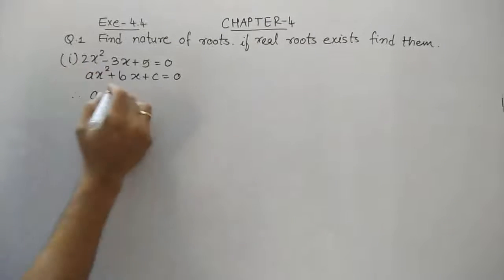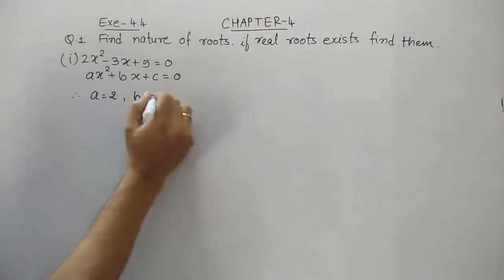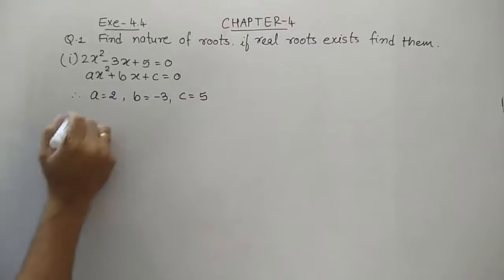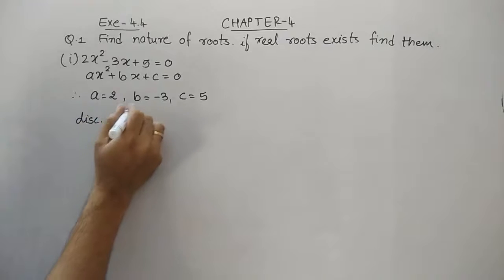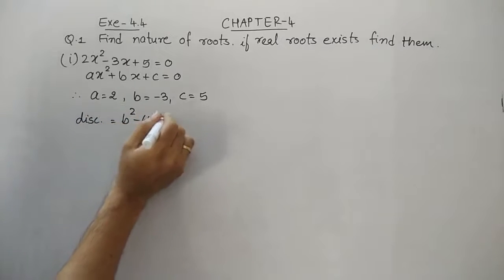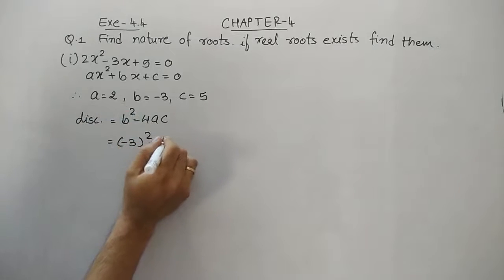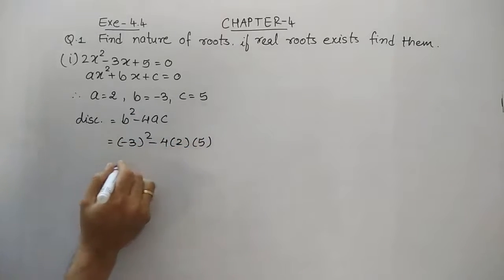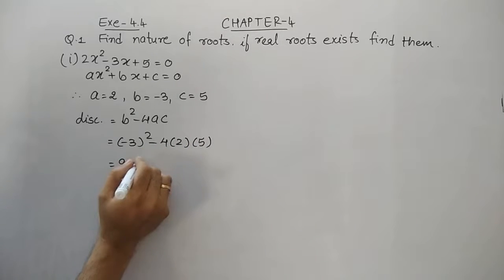So we can say the coefficient of x square, that is a, is 2. The coefficient of x is b, that is minus 3, and the constant term, that is 5. So let's first find out the discriminant, that is b square minus 4ac. Value of b is minus 3 the whole square minus 4 a and c. Square of 3, that is 9. 5 2s are 10, 10 4s are 40.